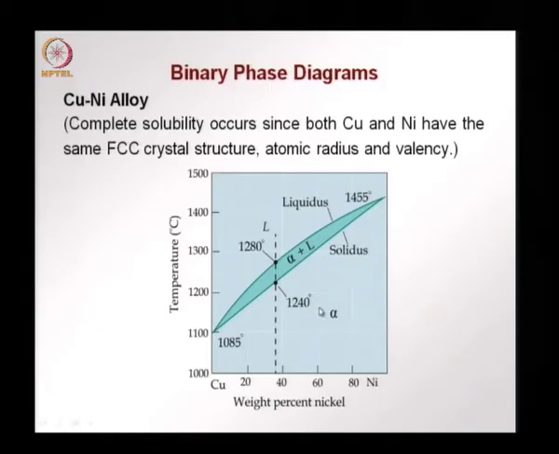The other thing that we see here is that now the melting point will depend on the composition. If we have pure copper, the melting point of the solid is 1085 degrees. If it is pure nickel, it is 1455 degrees. In between, depending on the composition, we will see different melting points for the alloys that form with different compositions.